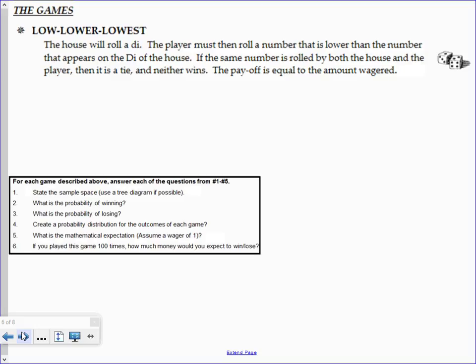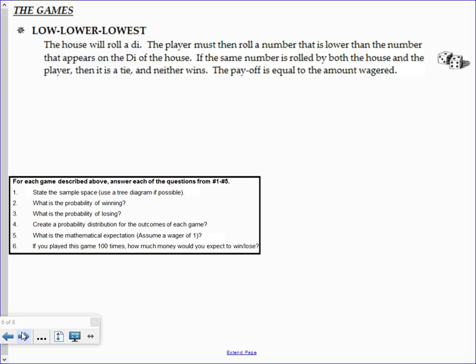Okay. On the back side is the expected value worksheet. So you're working through the 5 games at the top. Down below it says for each game described above, answer the questions 1 through 6. They're the same questions we just went over. Okay. I only want to show low, lower, lowest in terms of sample space because some of them have more challenging sample spaces than the examples that we've done.